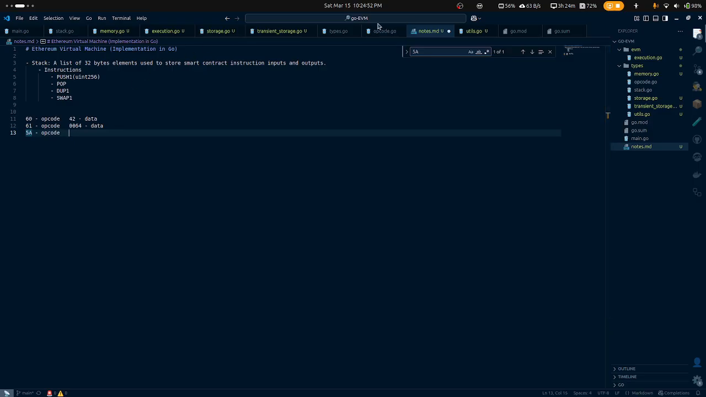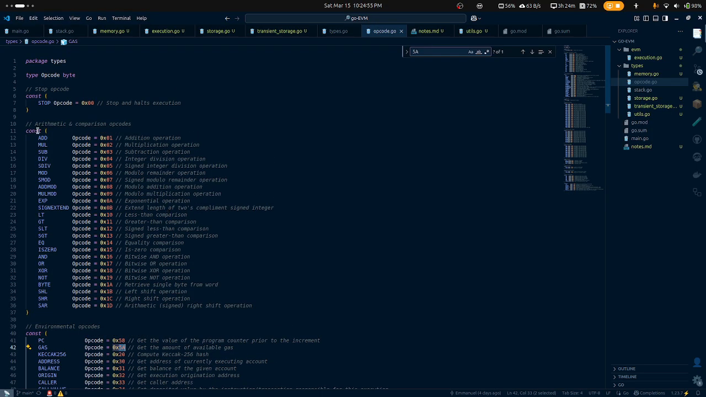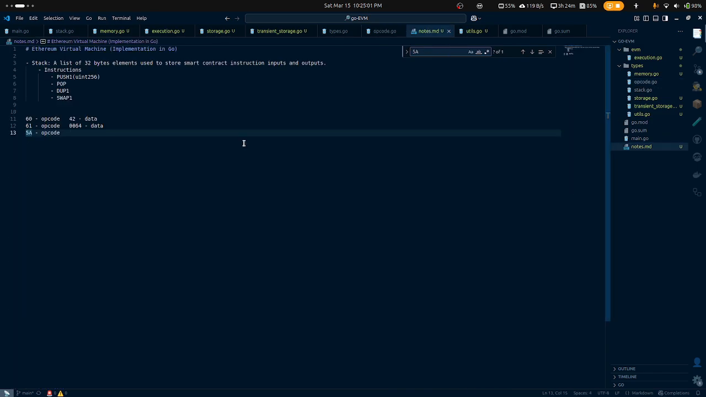So let's take for instance this add opcode, which is 01. What the add opcode does is it takes the first two data on the stack, which is the data on the top of the stack and the data next to the data at the top of the stack. It takes them, adds the two values, and places the result at the top of the stack. That is what the add opcode does.